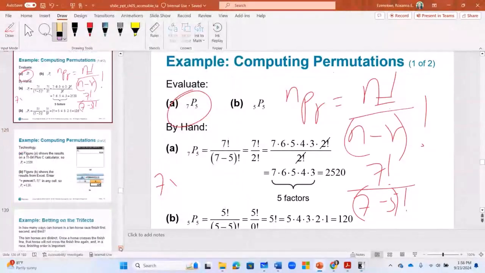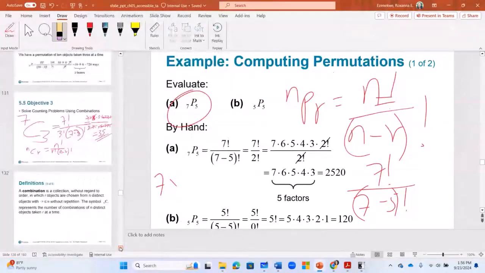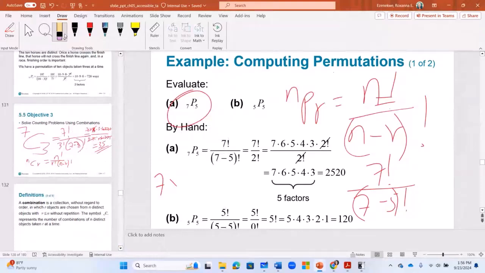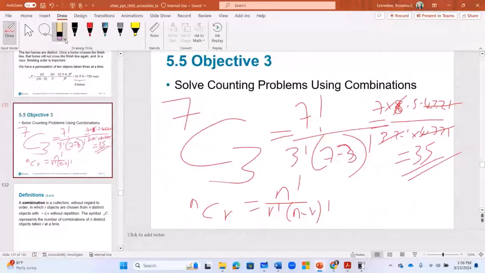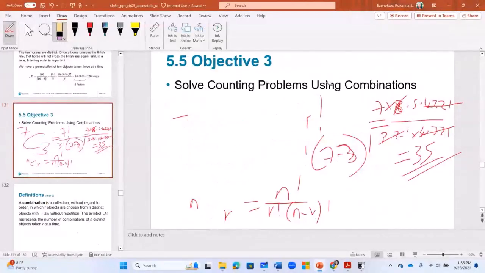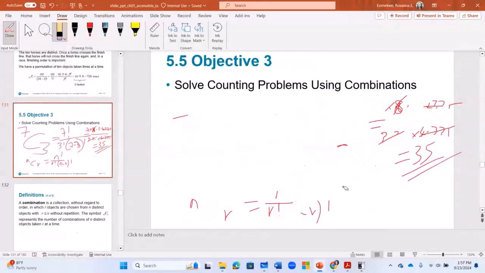Suppose you are given a word. There are some words like Mississippi. My last name could be good.